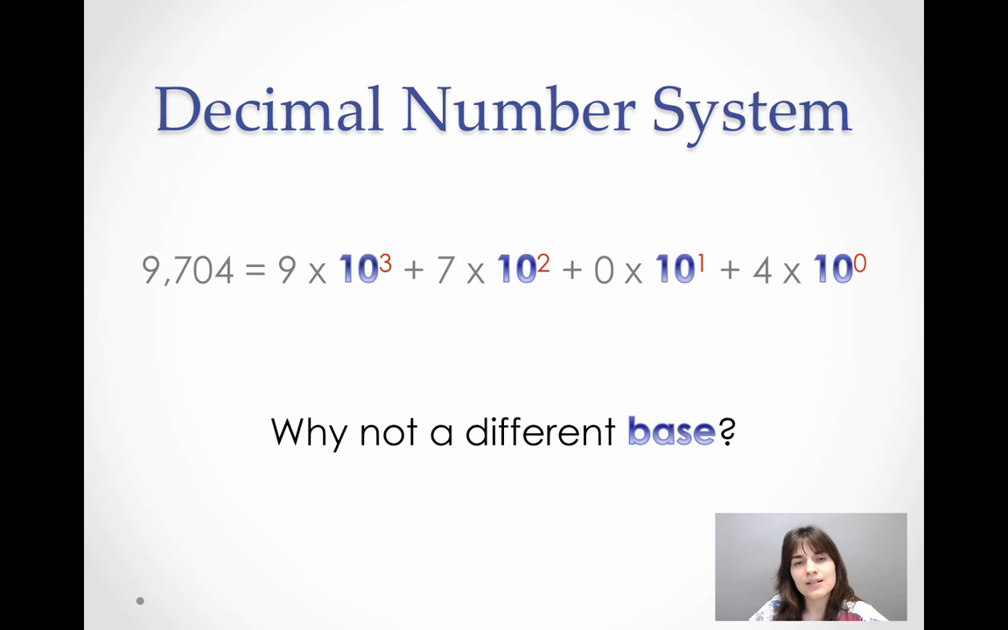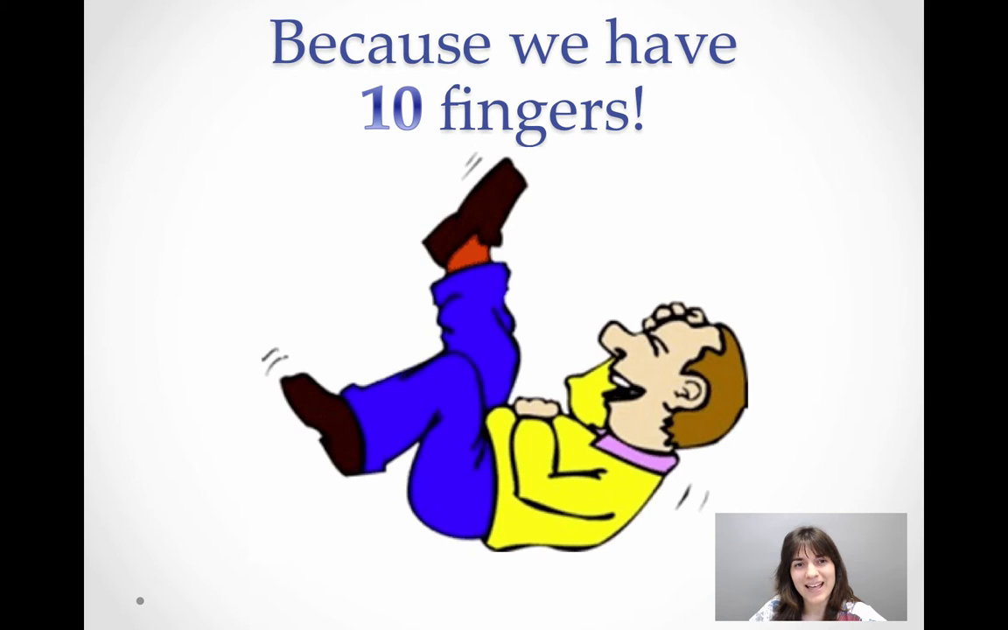Now the question is, why are we so used to representing numbers in the decimal system? Why not try a different base? And the answer may be surprising. It is because we have 10 fingers. This is an answer that is half serious, half not.